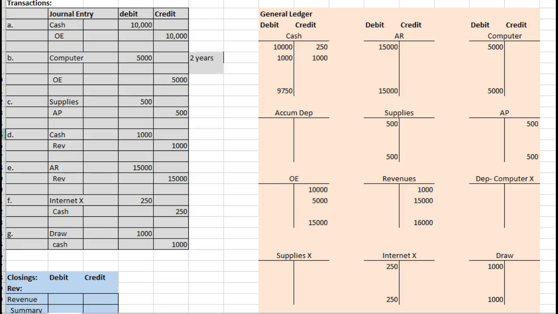The internet expense is $250. We have no depreciation expense yet and no supplies expense. Now, you could pull your financials right off of this right now, but it wouldn't be correct because there are expenses that haven't been recorded yet. And one of those expenses would be depreciation because of the computer.